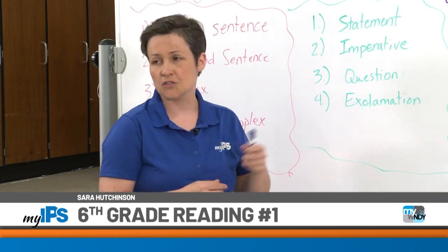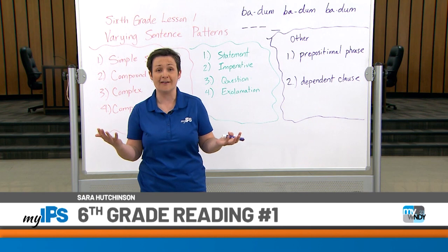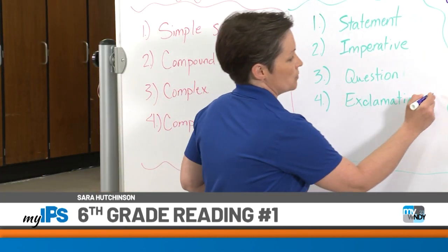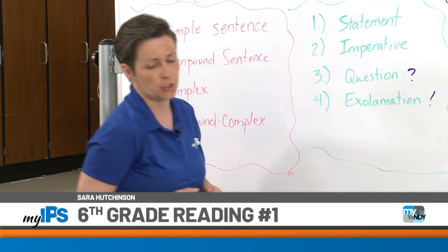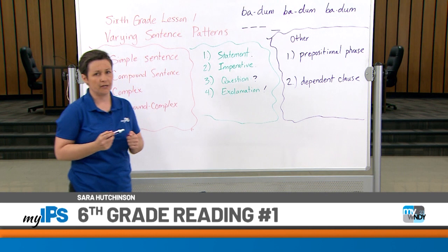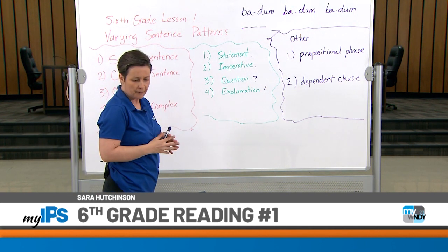Exclamation is the last one, and so I might tell them, wow, the party was so fun and exciting, right? That's an exclamation, and usually we use these two punctuation marks there, right? Usually a statement and an imperative has a period. So those are sentence types, so we might use those to vary our writing a bit.